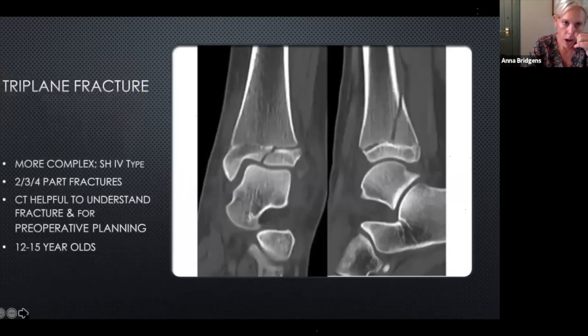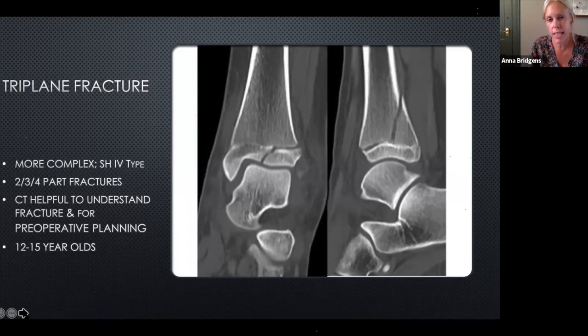Another type of transitional fracture is what's called a triplane fracture. This is a Salter-Harris 4 type fracture, and they can be 2, 3 or 4 part fractures. They tend to look like a Salter-Harris 3 on the AP. Then, depending on whether there are 2 or 3 parts, they either look like a Salter-Harris 2 on the lateral or a Salter-Harris 4.